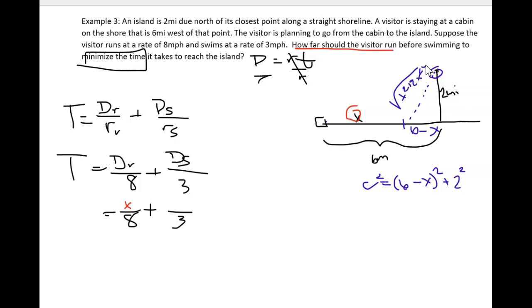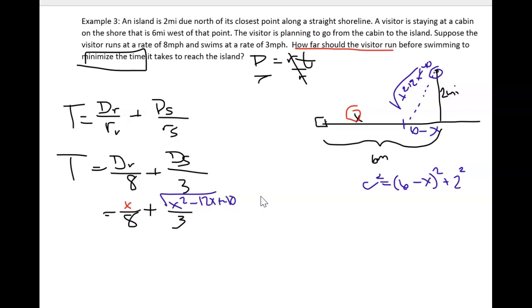Go ahead and pause the video and work out that algebra to make sure that you get the same result. So this is the numerator of the second term in our equation. So we're going to put the square root of x squared minus 12x plus 40.